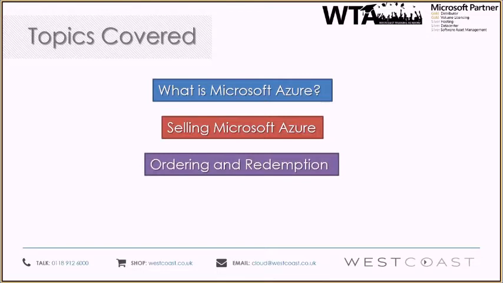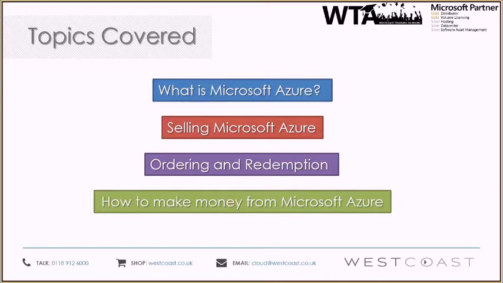The ordering redemption side. As I said, we're going to look at open licensing and CSP. So the ordering redemption side on those, how you get it going. That's the actually easy part. And then you got how to make money. I mean, loads of money from Microsoft Azure.